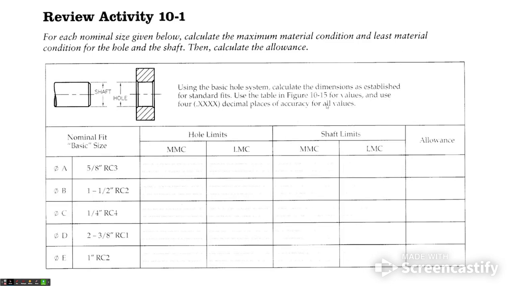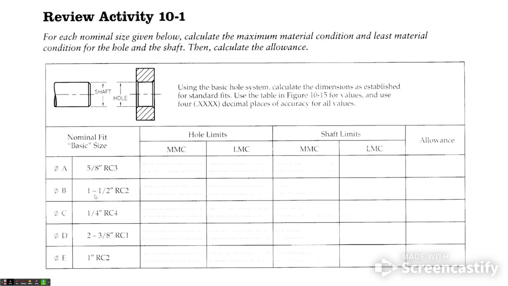So your assignment for today is to review activity 10.1. You're going to see we've got the maximum material conditions, your least material conditions, both on the holes and the shafts, and you've got some allowance. So go back through. There are a couple of other examples in the textbook that you can look at. Try to figure out, again, this is saying this is a 5/8 basic size, and they want this to be an RC3 fit. So you'll have to go back to that chart and look to see where that falls and basically put those limit sizes there.